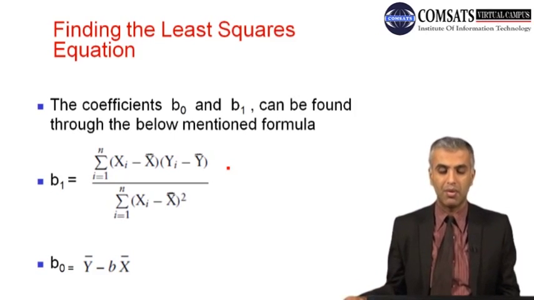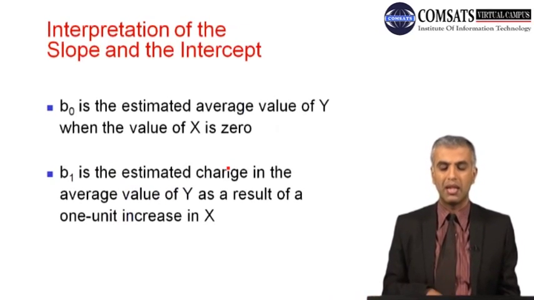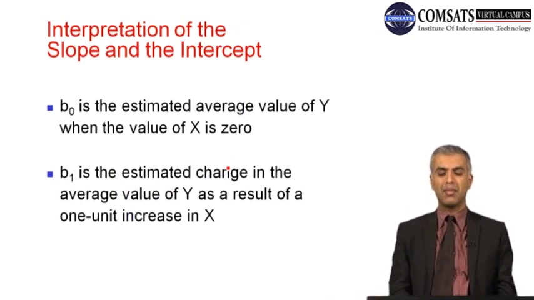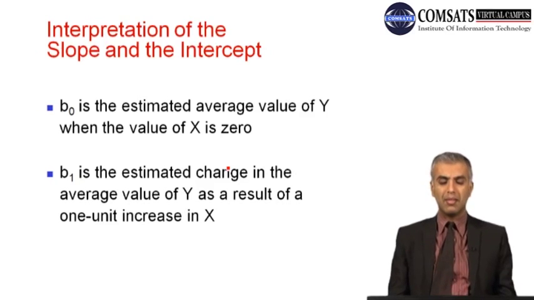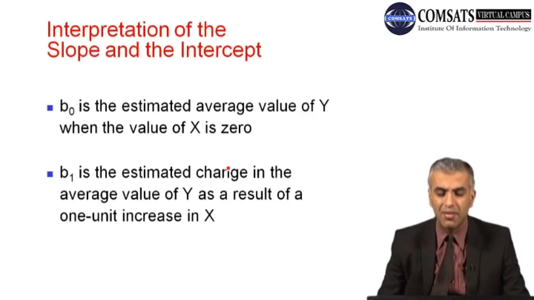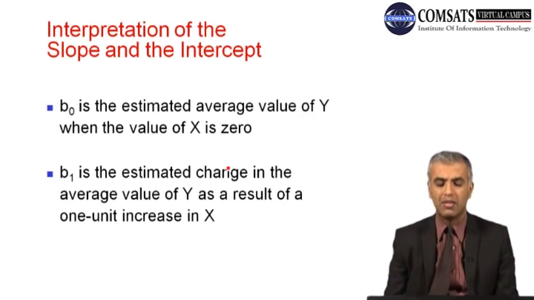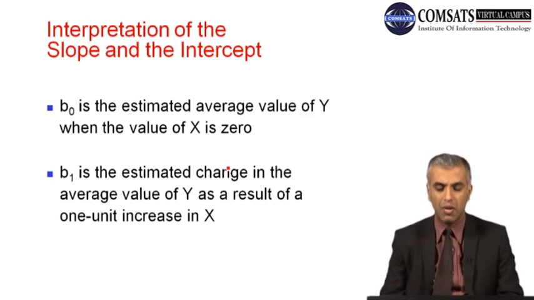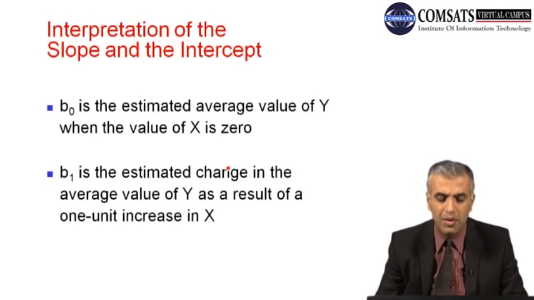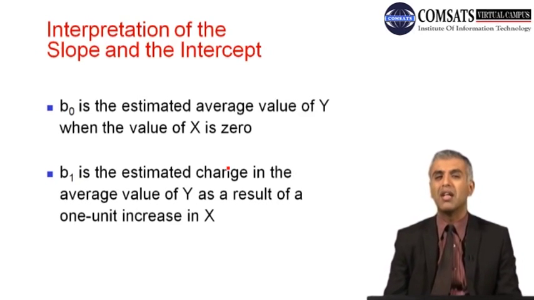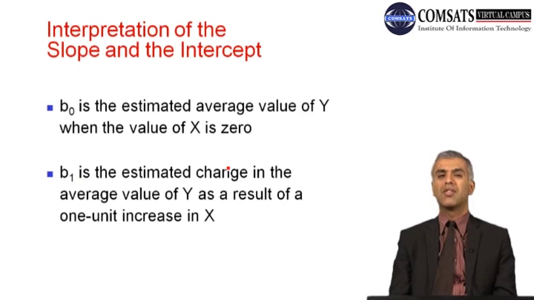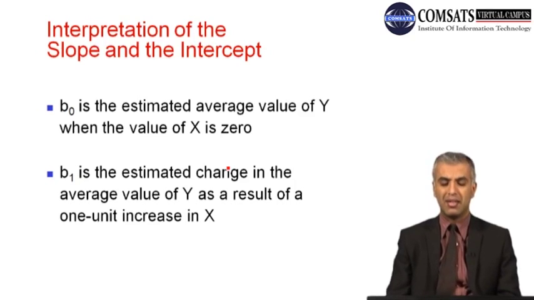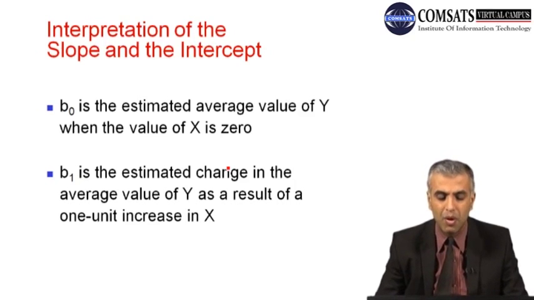However, before going through that, we have to interpret the slope and the intercept, and here you can see that B0 basically is an estimate of the average value of y with value of x equal to 0, whereas B1 is the estimated change in the average value of y as a result of 1 unit increase in x.